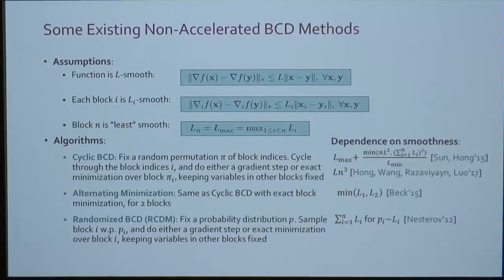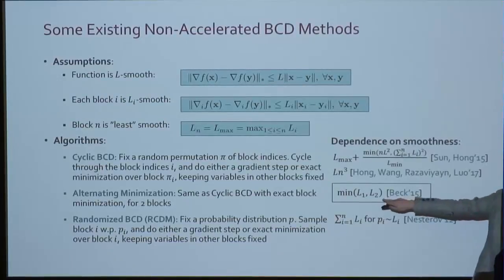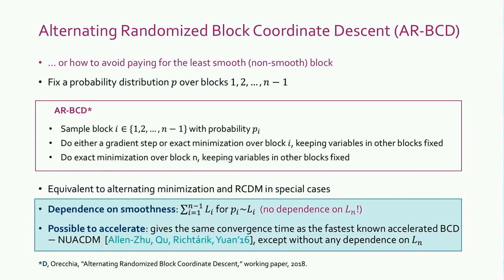Why I'm bringing this up is that this seems like a very curious case. In this case, we can even have a completely non-smooth block and still converge. And why should this be special to two blocks? The answer is, it's not. I have ongoing work that shows that you don't need to pay for the least smooth block.